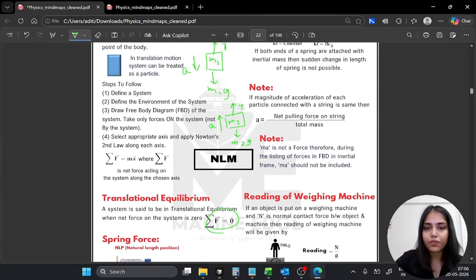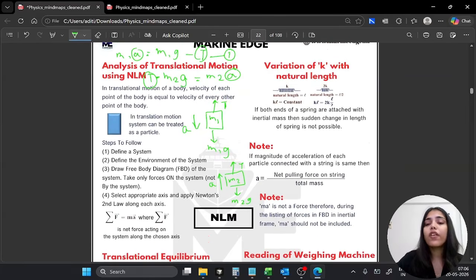Now, moving forward, variation of k with natural length. At natural length, kx is equal to a constant.